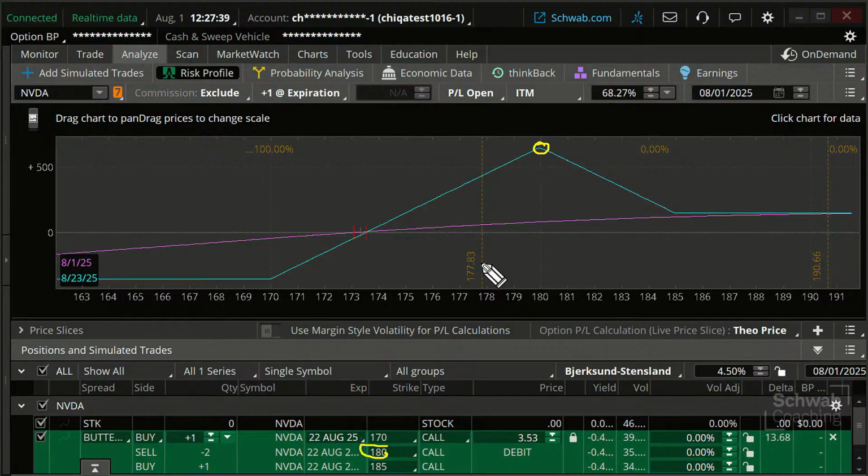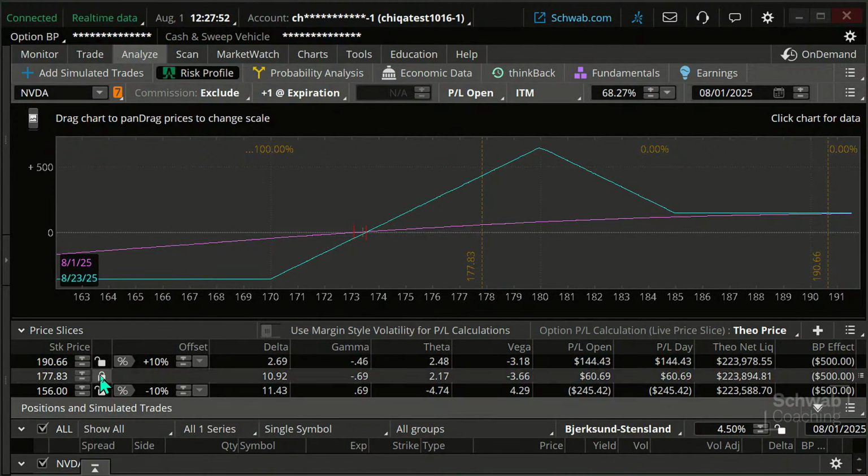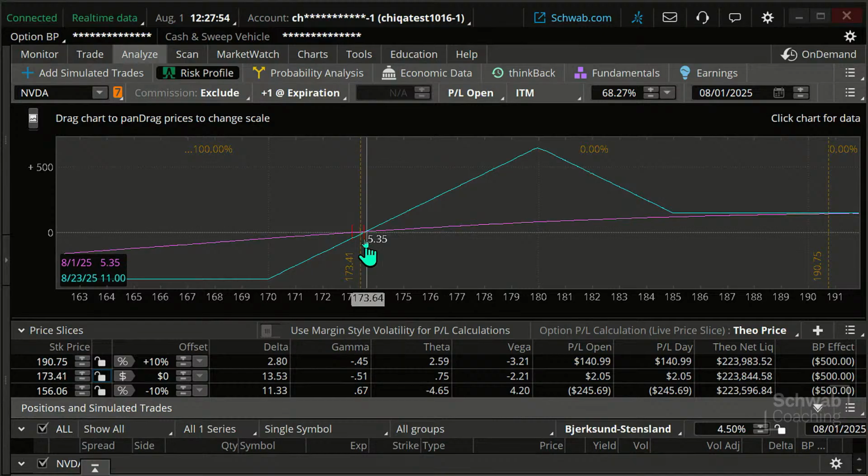The stock right now is, one sec, let me get on my drawing tool here. The stock right now is 173 down here. So we've definitely shifted this to be more bullish. We want it to go up. And you can see our break-evens are pretty close to where the current price is. So we need it to go up.